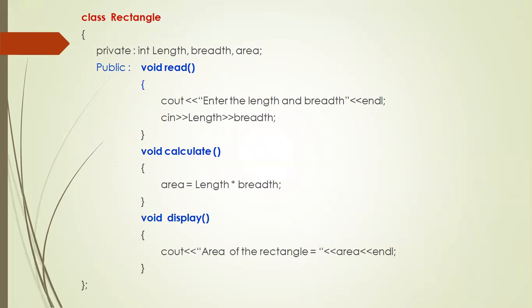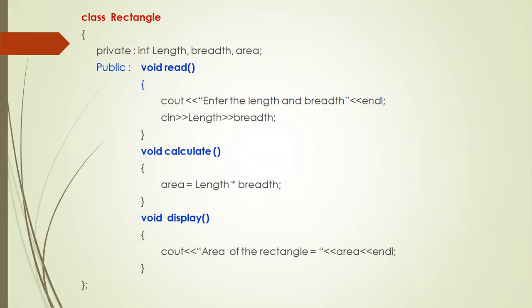Let us consider one simple example. Class rectangle. Here your class name is rectangle. Private: there are three member data called length, breadth, and area. All of them are integer type. I declared them under the access private. So that means length, breadth, and area, you can use only within the class. You cannot carry them outside the class.